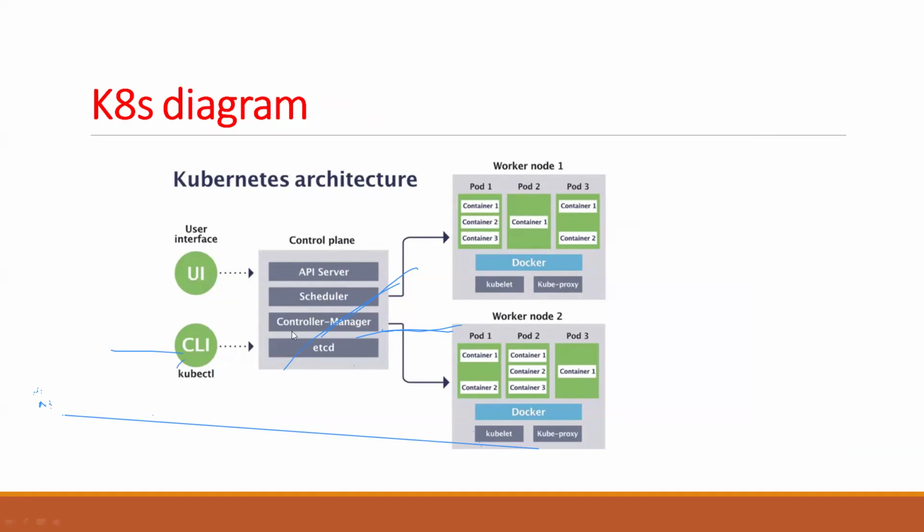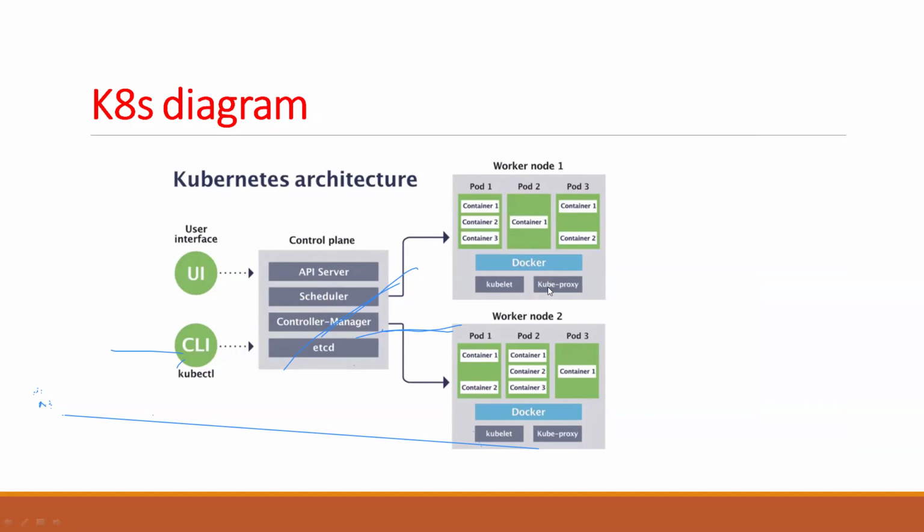Right, guys? Control plane, the master node, contains the API server, scheduler, controller manager, and etcd. And there are worker node 1 and worker node 2. Worker nodes contain the pods, and within the pods are the containers. This is the Docker runtime, the Docker service. If you want to run the container, we need this.